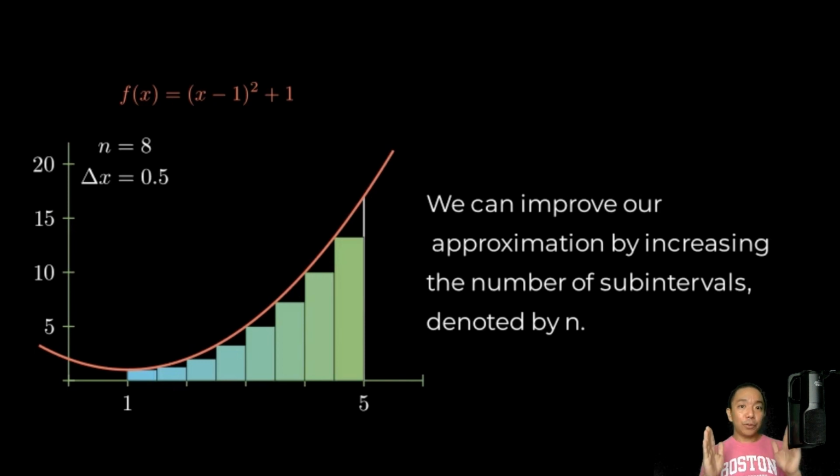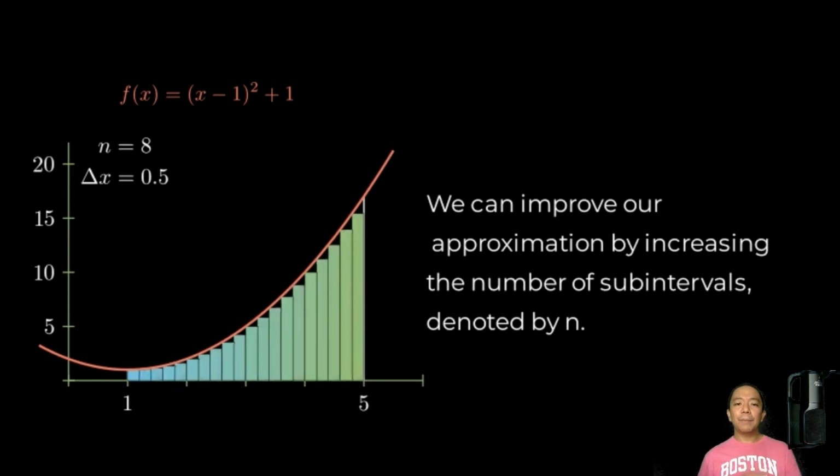Yung length from 1 to 5 is equal to 4. Tapos we're dividing it into 8. So 4 divided by 8, 0.5. This is still an under approximation, pero nabawasan na yung error. And we could improve this further by taking more subintervals and consequently reducing the width of yung delta x of the approximating rectangles. So here I'm using n equals 20, in which case delta x is equal to 0.2. So this is a better approximation.